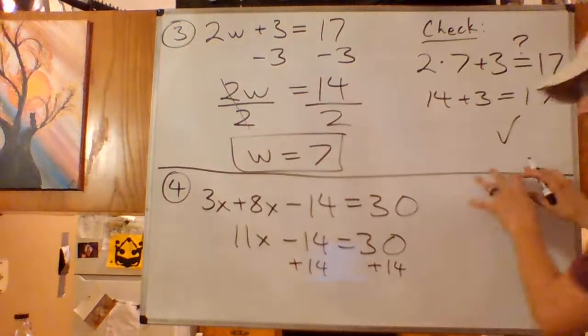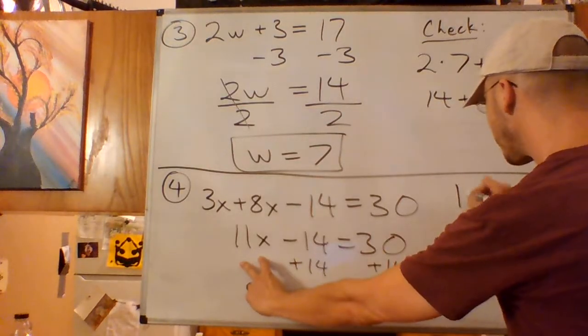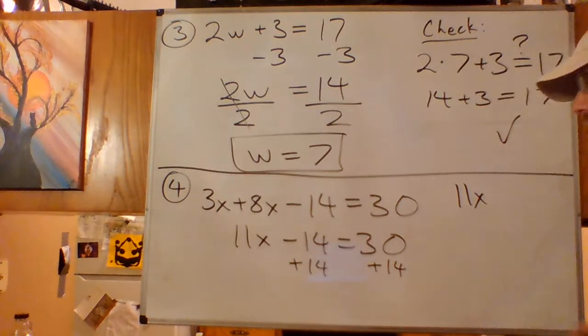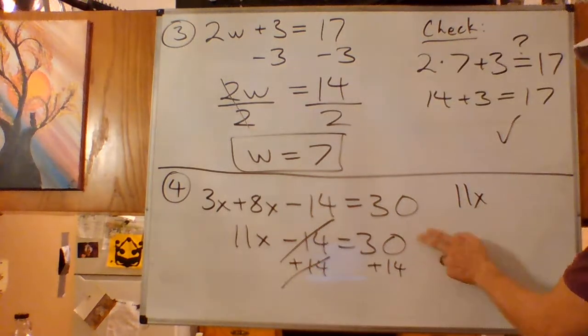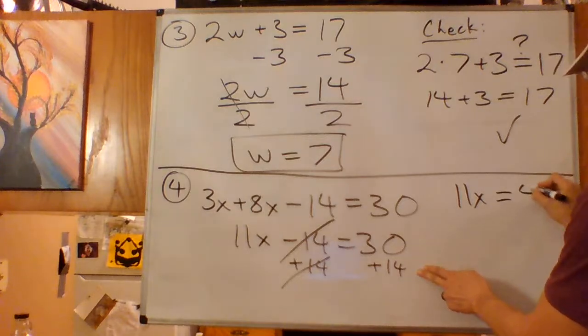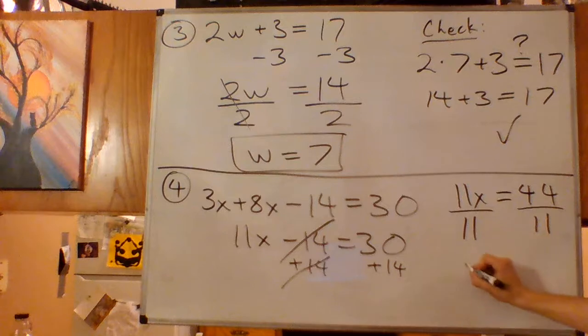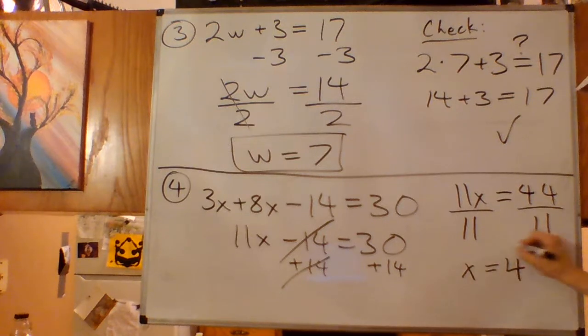Let's go up over here so I can work downward. But 11x is still there on the left, but that's it, because minus 14 plus 14, that's all gone. 30 plus 14 is 44. And then finally, I can divide by 11 to get x equals 4.